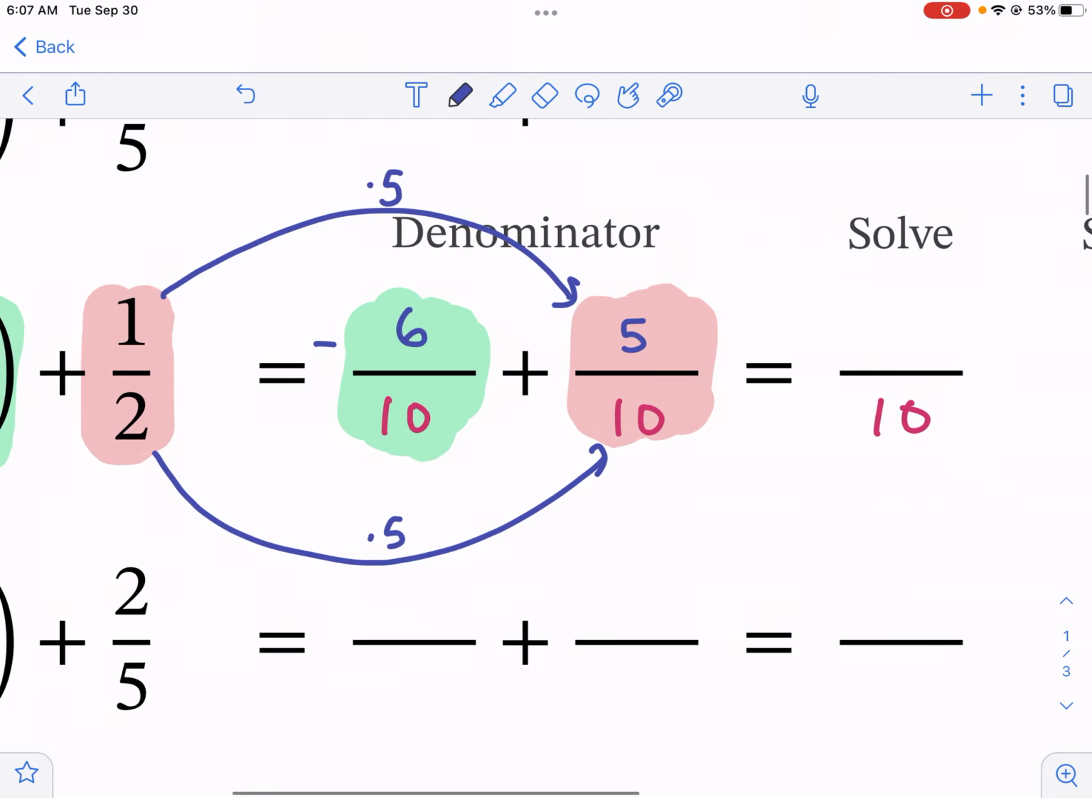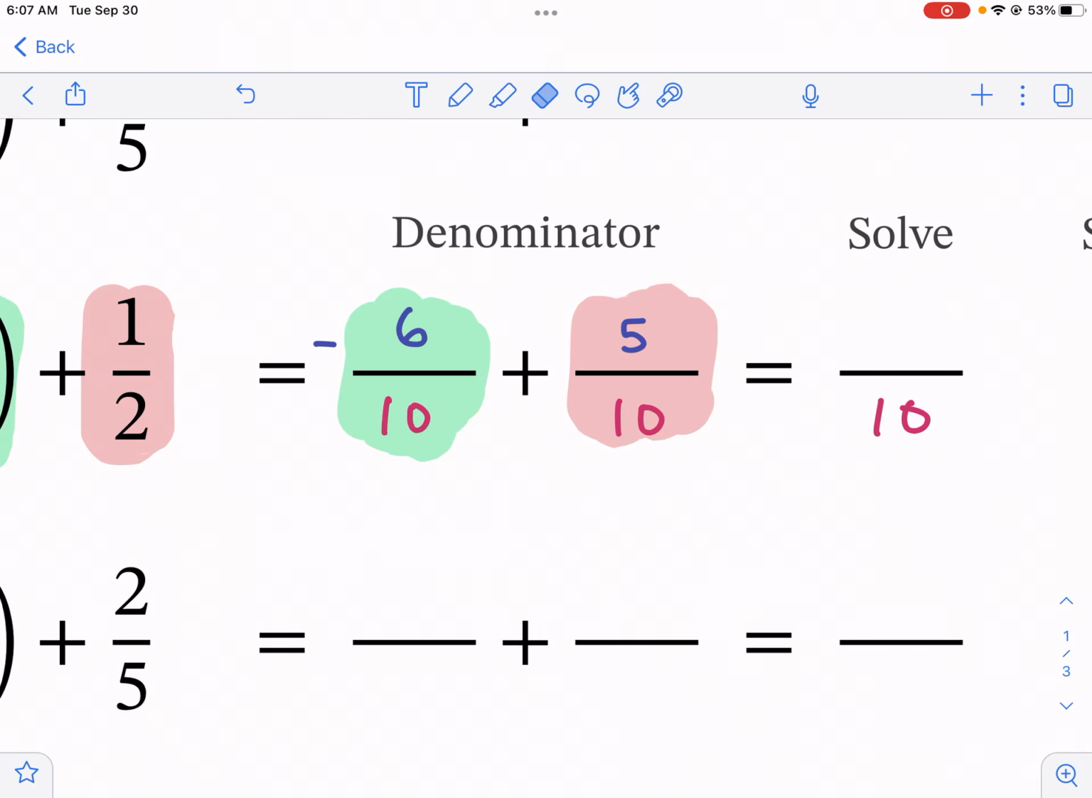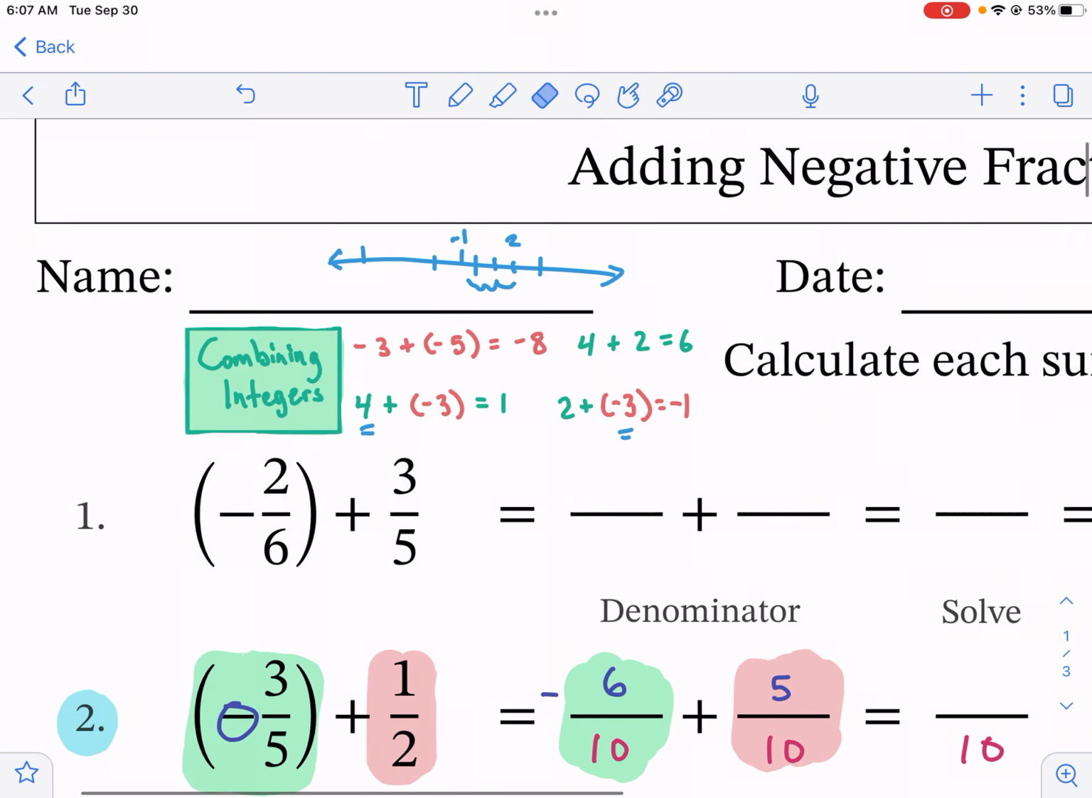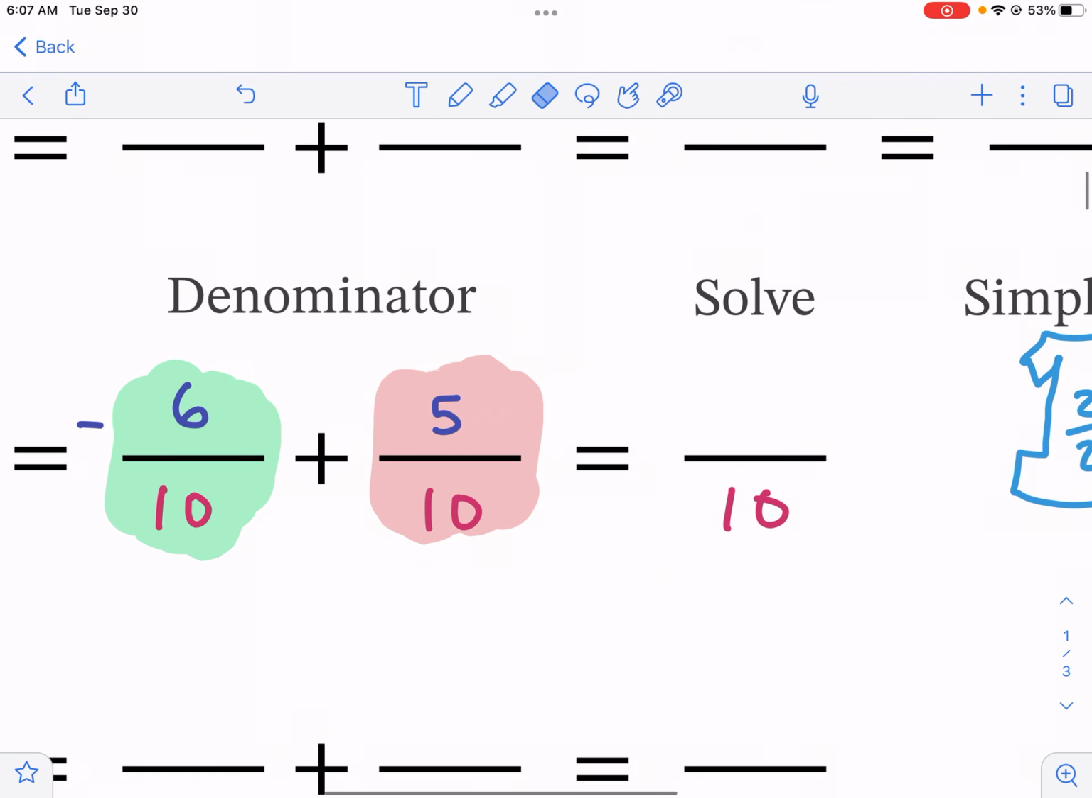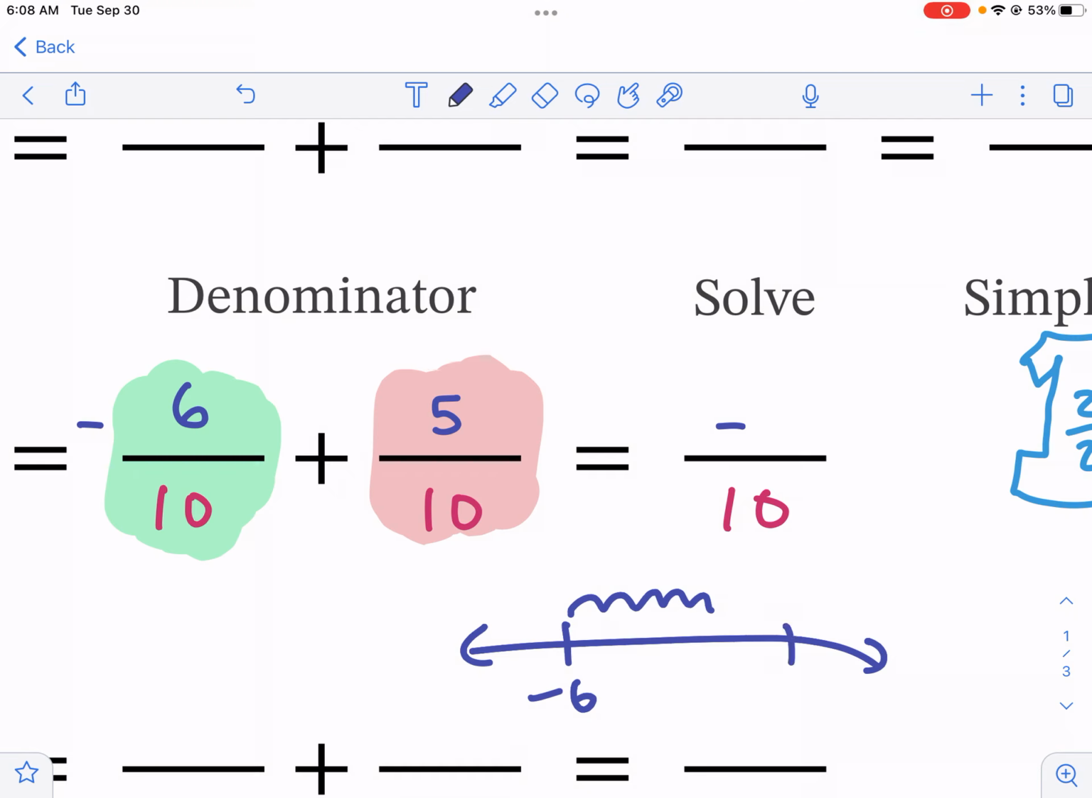Now I'm ready, okay? So the easiest part is the denominator, right? So the denominator is just going to stay the same as 10. The tricky part is the numerator, and that's why I was telling you about combining integers, because that's all you're going to do in the top. The numerator is just going to simply be this problem right here, -6 plus 5. Well, I know that the 6 is bigger and it's negative, so the answer is going to be negative. We have different signs, so we're going to subtract. We could even think of it as a number line. We start off at -6 and move 5 units up. We're not going to quite get to 0.